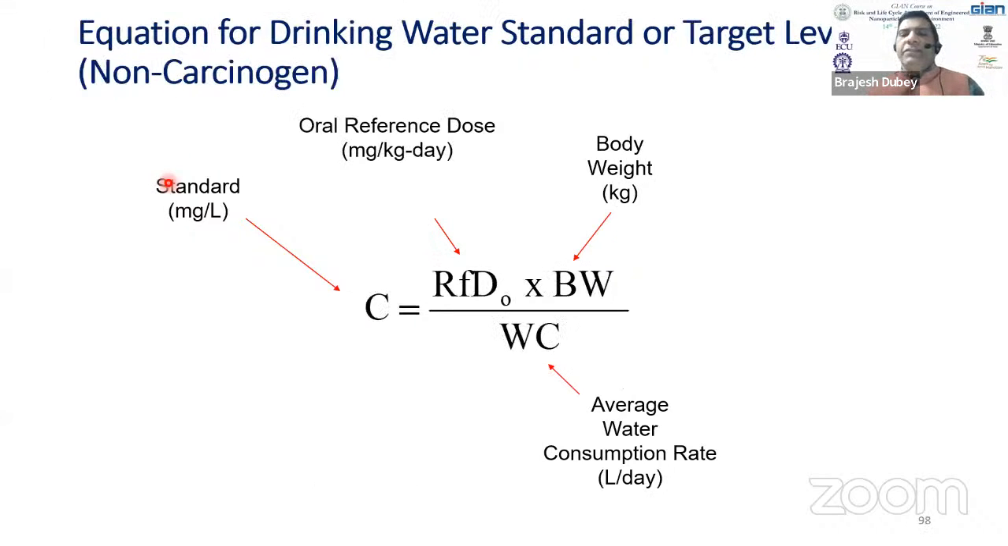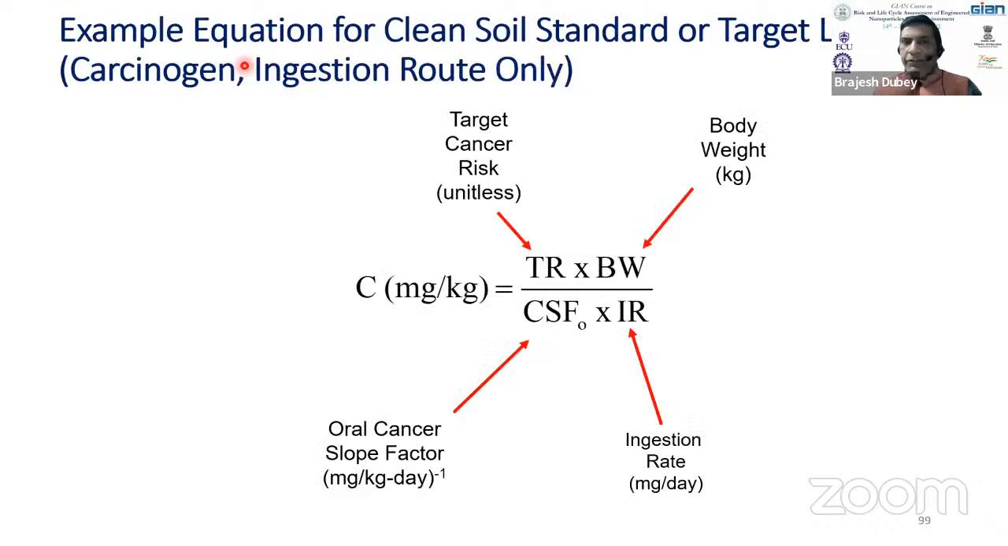For non-carcinogens, we have the oral reference dose, as you saw for the cadmium. Similarly, you will find it for all the different potential contaminants. Then body weight divided by the water consumption. So that's what you get for what should be the concentration for non-carcinogens.